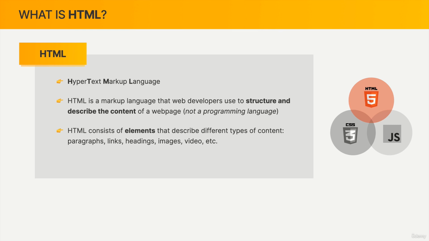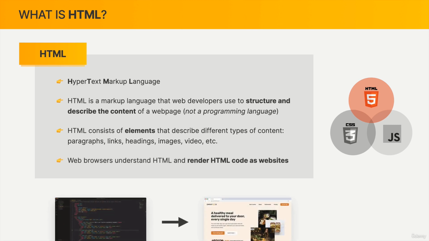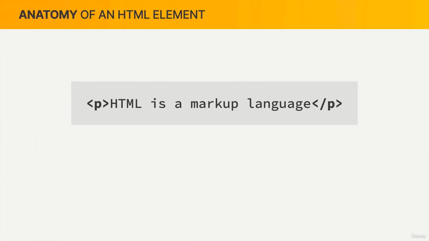Then, as we also learned in that lecture where we built our very first web page, web browsers such as Google Chrome essentially understand HTML code and can render it as a final website. So a website that we can see in the browser. Okay, so this is essentially what HTML is and what we can do with it. But now let's zoom in a little bit and take a look at the anatomy of an HTML element. So basically, the building blocks of each HTML element.